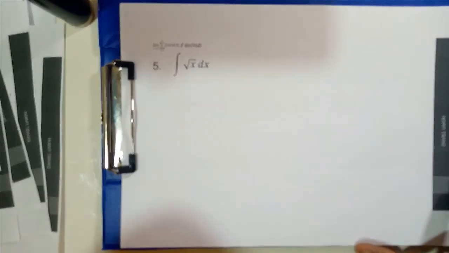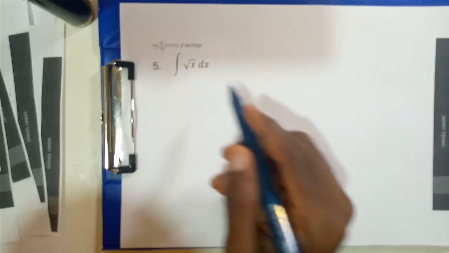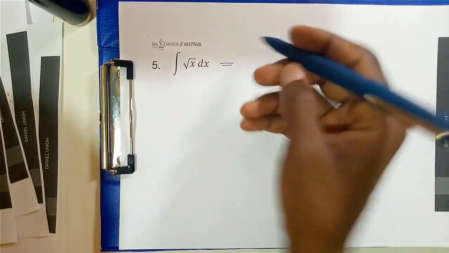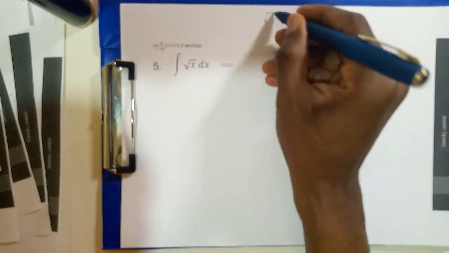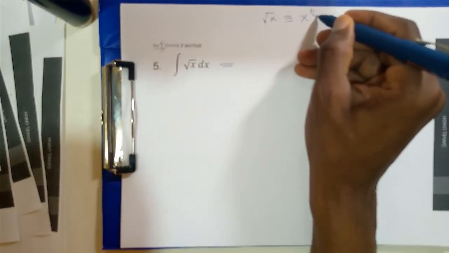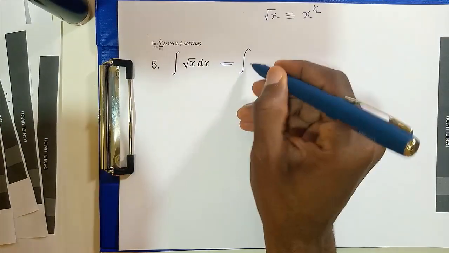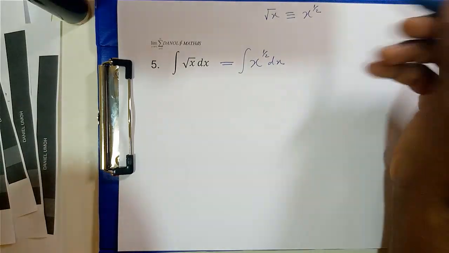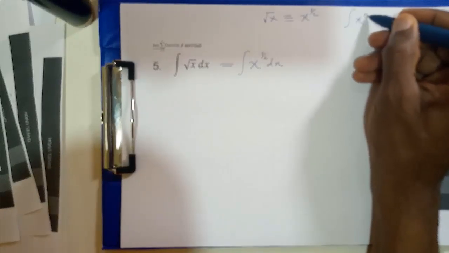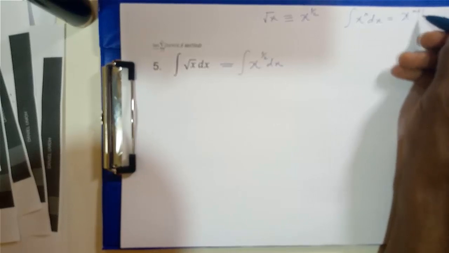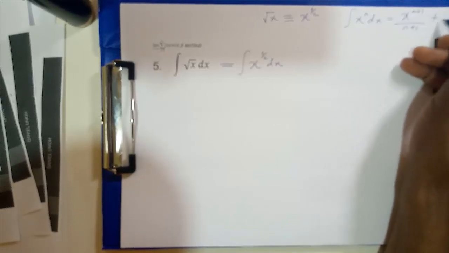Number 5, integral of square root of x dx. Now remember, according to the law of indices, square root of x is the same thing as x raised to the power of half. So this will give me the integral of x raised to the power of half dx. When I apply my rule that the integral of x raised to the power of n dx equals x^(n+1) over n plus 1 plus c.